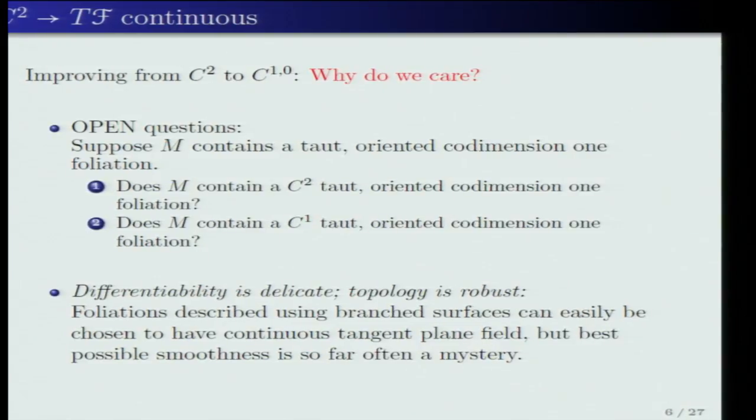So why do we care? We're improving C2 to continuous tangent plane field. And the main reason, or a main reason to care, is that surprisingly these are open questions. If I give you a manifold and I know it contains a taut oriented codimension 1 foliation, I don't know whether there's a C2 one. I don't actually even know if there's a C1 such foliation. So that's the main reason.